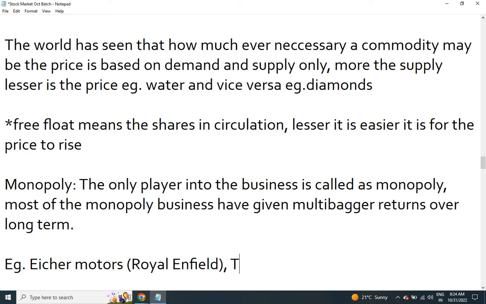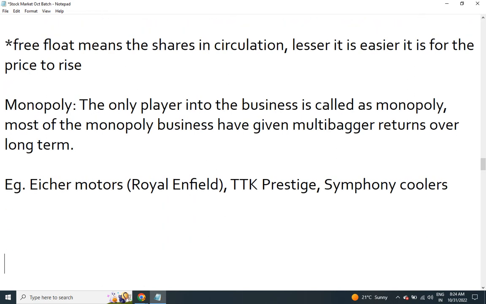Then TTK Prestige in kitchenware. If I ask you what is a branded kitchenware, then it is all TTK Prestige. Symphony, coolers. Like that, find out the monopoly business. These three ingredients are important to create a multi-bagger stock. Undervalued, monopoly, free float. These three will sum up everything. So many ratios we will see. All these ratios will be pointing towards these 3 points.